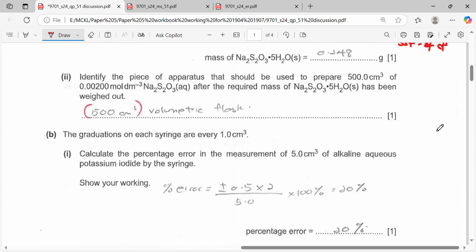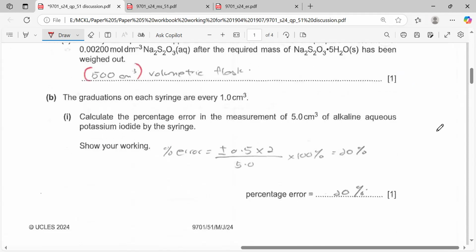Part B, the graduation of each syringe are every 1.0. So what does this mean? It means that if let's say this is the syringe, so let's put this 0, 1, 2, 3, 4, 5, 6, 7, 8, 9, 10. A long one. Okay, so this is 5. Okay, so that is called graduation of 1.